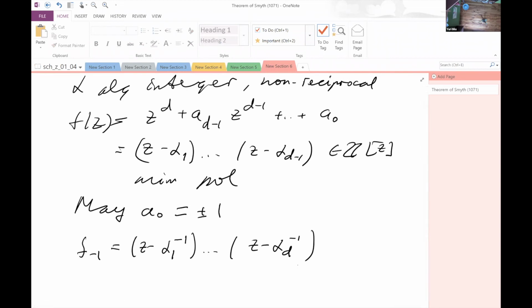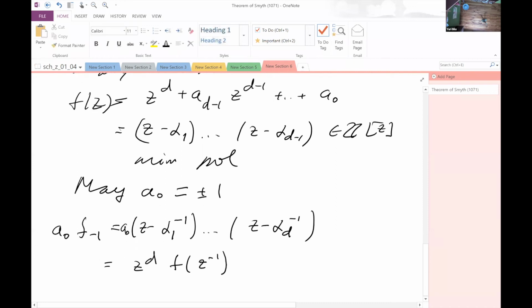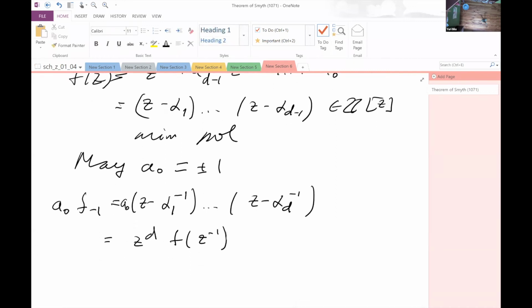Or just to be sure, I prefer to put here A0. And if I put A0, which is just plus minus 1, so it doesn't change anything, it will be simply this guy, Z to the D times F of Z to the minus 1. So it is simply the same polynomial, but written in the opposite direction: A0 Z to the D plus A1 Z to the D minus 1 plus etc.